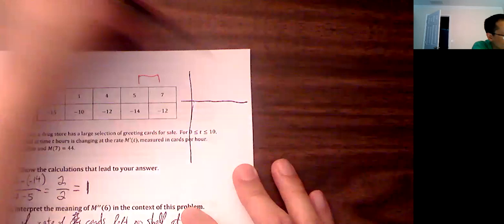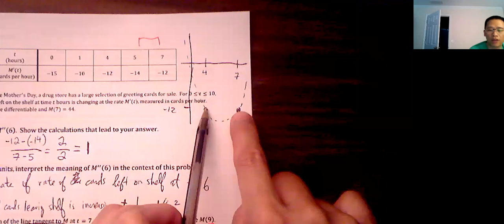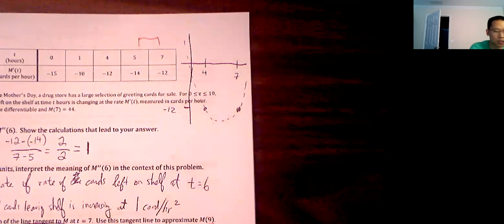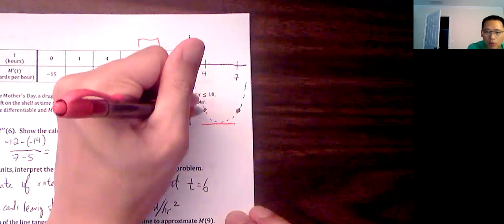You have 4 and 7. Okay. They're both sitting at negative 12. So if you have two ordered pairs that have the same y value, then between them there must be a slope of zero, right? There must be a slope of zero because the graph has to eventually come back up, or go up and come back down, in order to reach that point again.